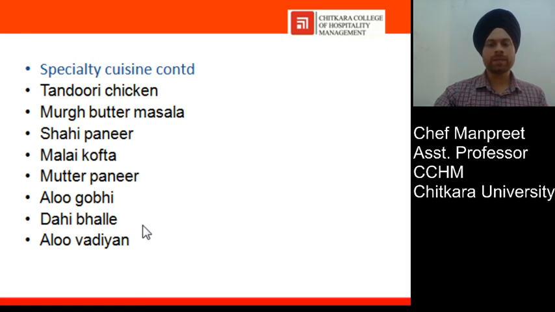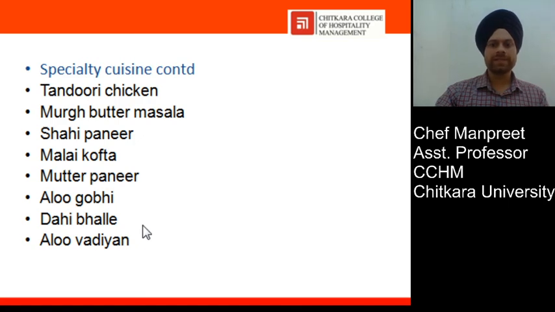Shahi paneer is a paneer dish which is very rich in consistency and has a white-colored gravy. Malai kofta has a yellowish-colored gravy along with dumplings, the koftas. Koftas are prepared with paneer, which is very finely minced, tempered with masala and deep fried. Matar paneer is very famous in Punjab. It is basically green peas along with cottage cheese.